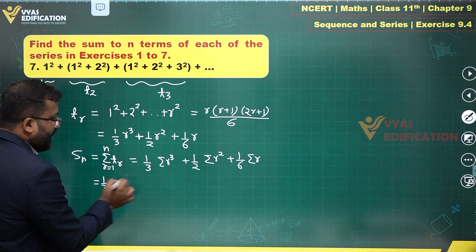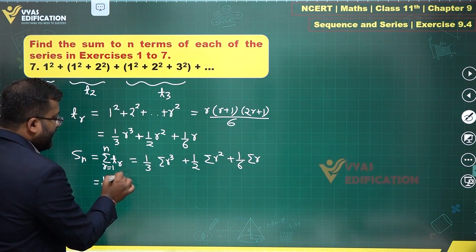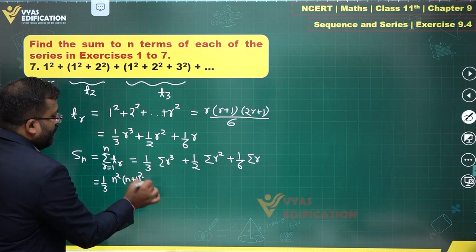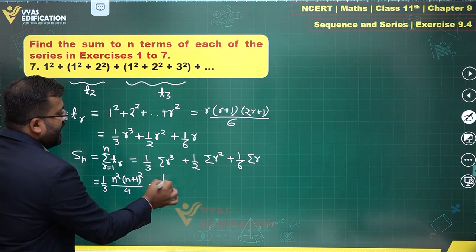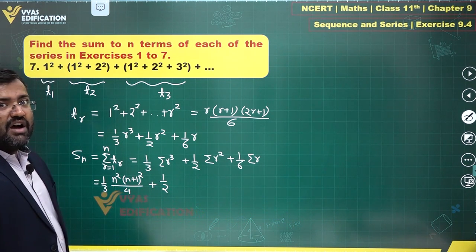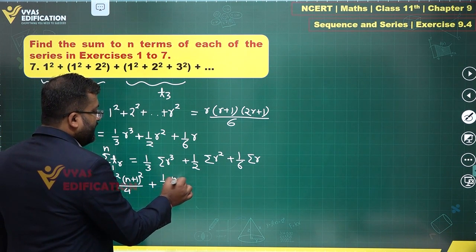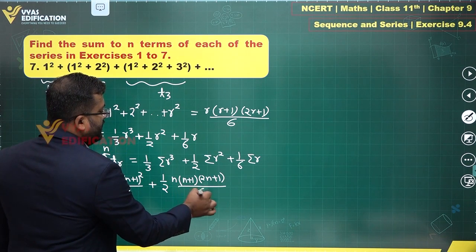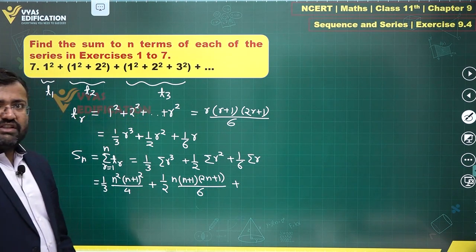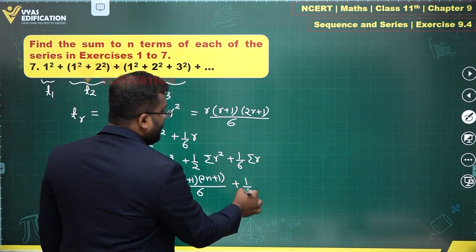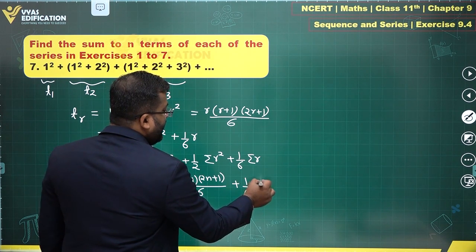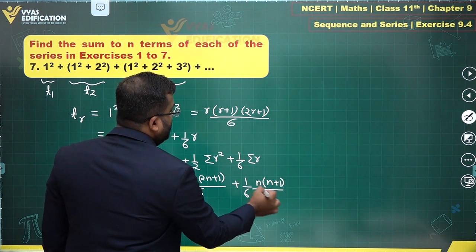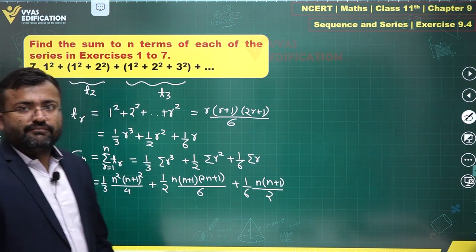So 1 by 3 is okay. The sigma r power 3 will be n square, n plus 1 square upon 4, plus 1 by 2 is okay. The sigma r square will be n, n plus 1, 2n plus 1 upon 6, plus 1 upon 6 is okay. Sigma r will be n plus 1 upon 2. This is what you'll have.